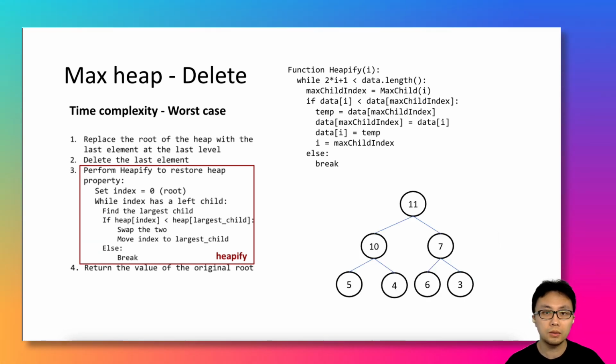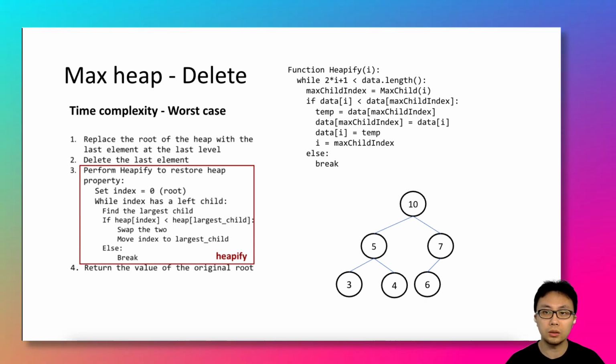When we follow the process of the delete method, we will replace the node 11 with node 3, and remove the last node afterward. Like this. After that, we need to rely on the help from the heapify method to restore the heap property. We will swap node 3 with its largest child, node 10, like this. After that, we need to continue this process by swapping node 3 with its largest child, node 5, like this. That's an example of the worst case.